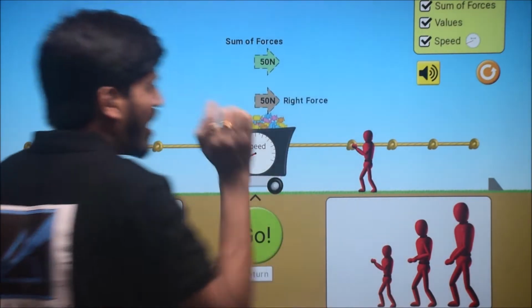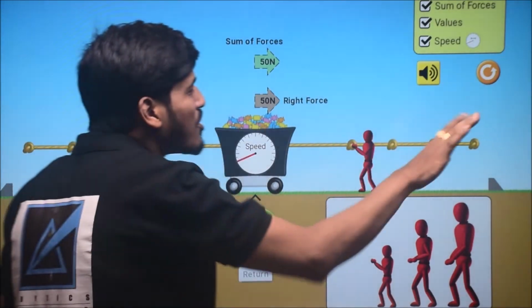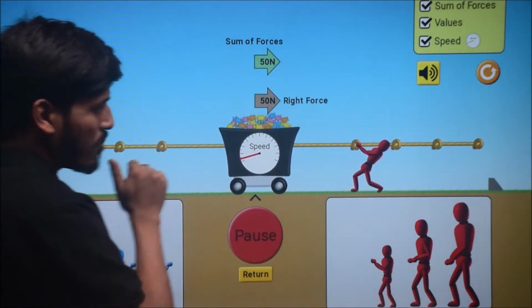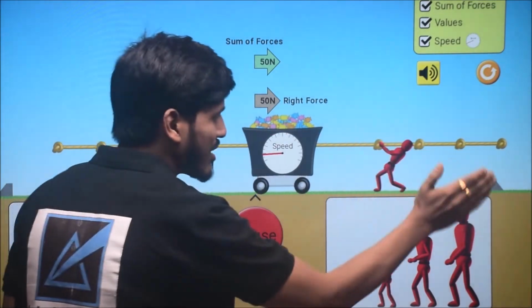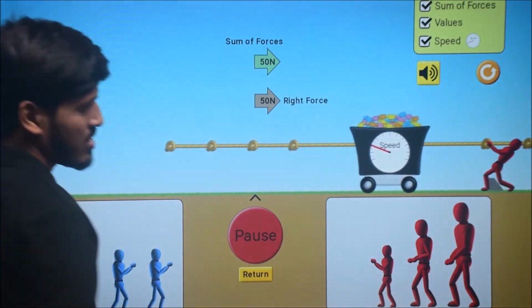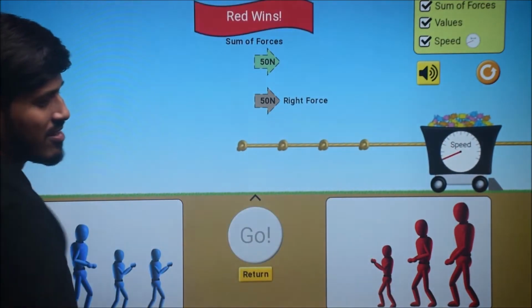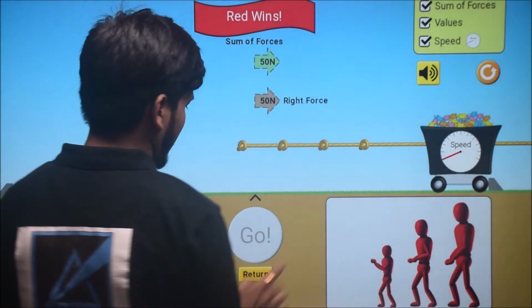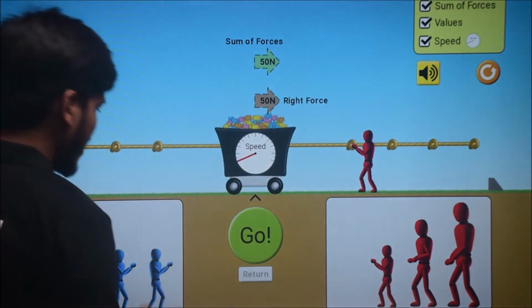He is exerting force 50 Newton towards right and go. Object is moving along the direction of the right force, going and going. Right, red wins. Now what? Let us return.